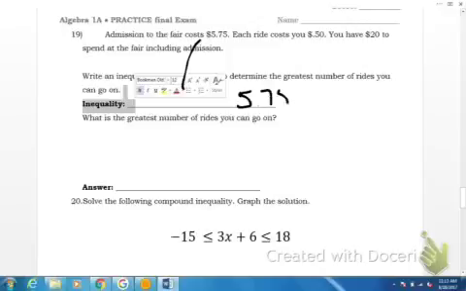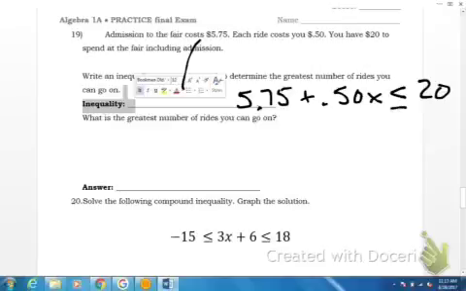She's not at the moment, but so $5.75 plus 50 cents per ride, so 50 cents for x. Can we spend more than 20 or less than 20? Less, right? We can't go over. So less than 20. Could we spend the whole 20 maybe? I mean, if it comes out that we could, yeah. We're allowed to spend all of it. We may not be able to because it doesn't look like it's going to divide evenly.